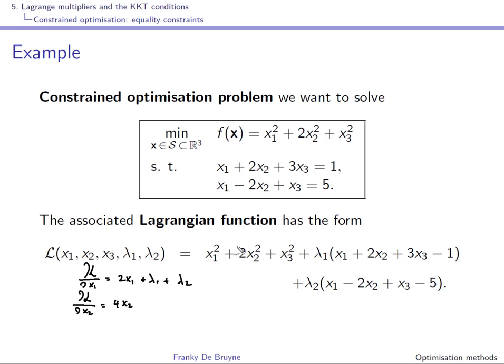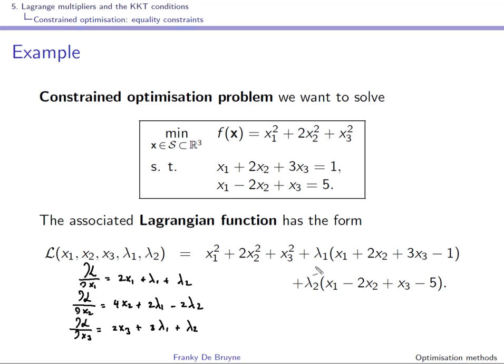It's the partial derivative of this one, and here this one will lead to 2 lambda 1, and this one over here will lead to minus 2 lambda 2, right? And then finally the partial derivative with respect to x3 will have 2x3. Here we'll have plus 3 lambda 1 and plus lambda 2.